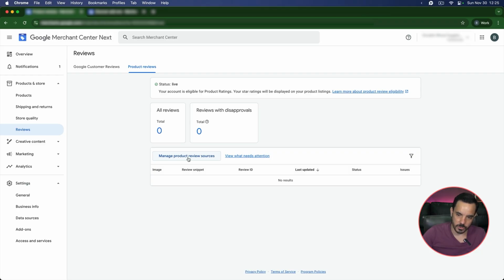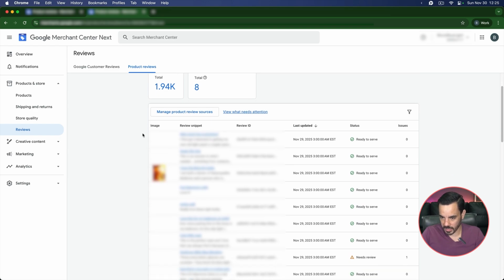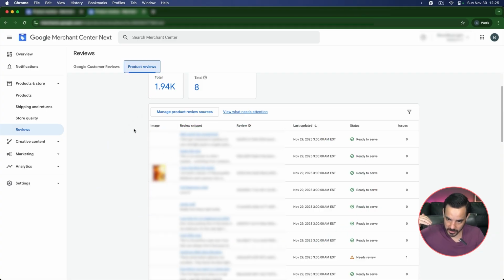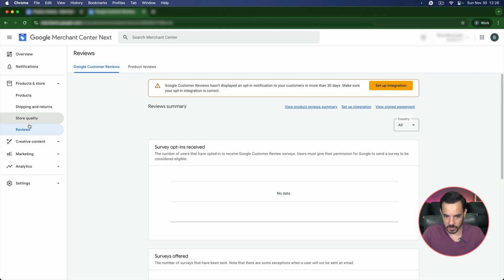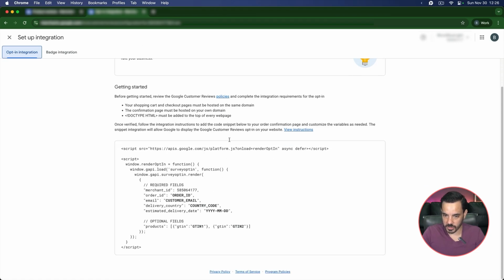Once it's flowing into your Google Merchant Center, you'll be able to see all the reviews totaled up here, and you'll start showing reviews on your shopping ads. So here we are in a different account where this has all already been set up, and this is what it will look like once those reviews are all fed into product reviews in Google Merchant Center. When you see this all coming up, then you are now eligible to be showing those review stars on your shopping ads. And for Google customer reviews, once you see it here under the reviews page, you're then going to get the notification up here to set up integration. So then you just have to follow the directions that Google gives you here.